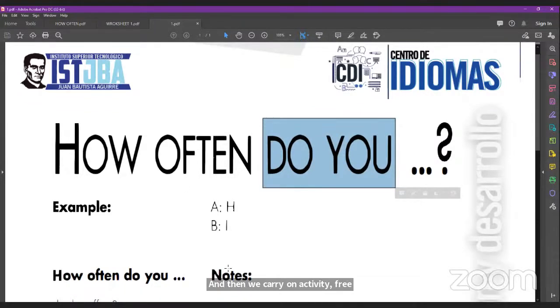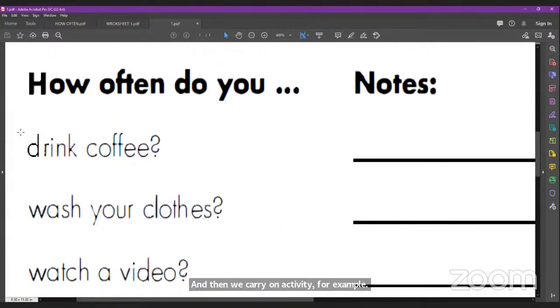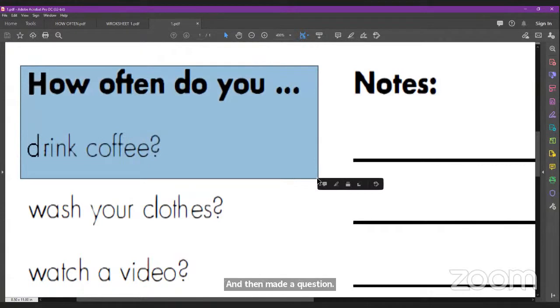For example, activity number one, drink coffee. And I made a question. How often do you drink coffee? ¿Cuánto a menudo bebes café? Always, usually, sometimes, seldom, rarely, or never? What is your adverb of frequency for this question? How often do you drink coffee?